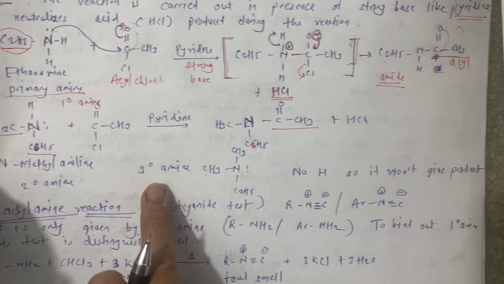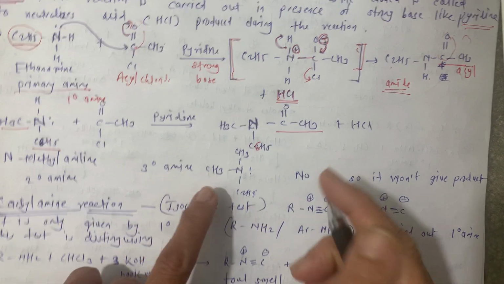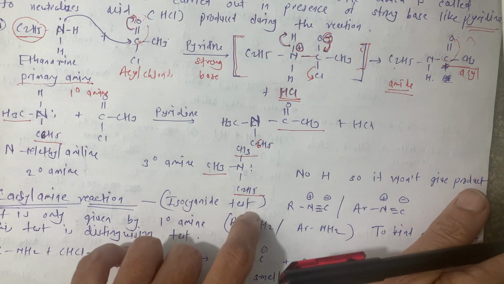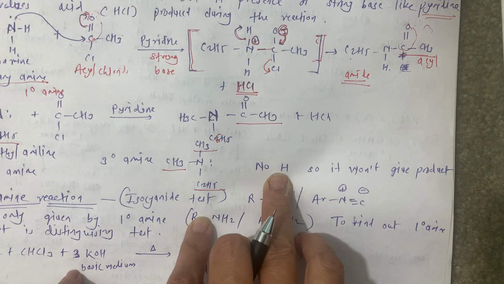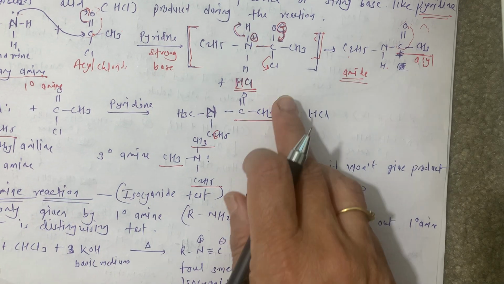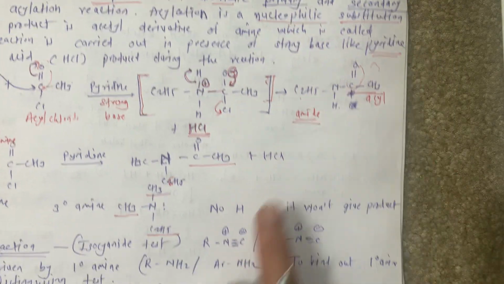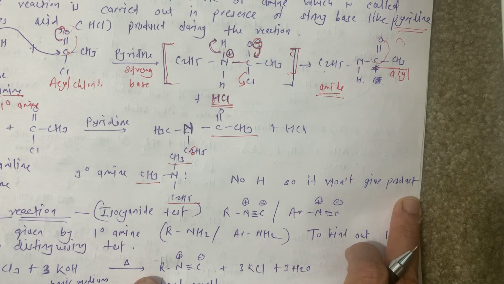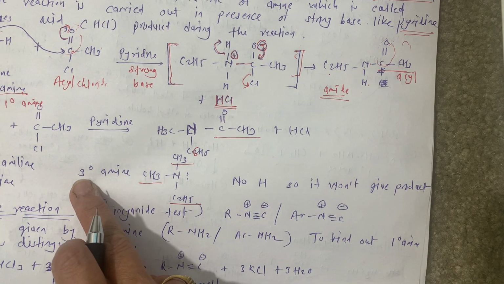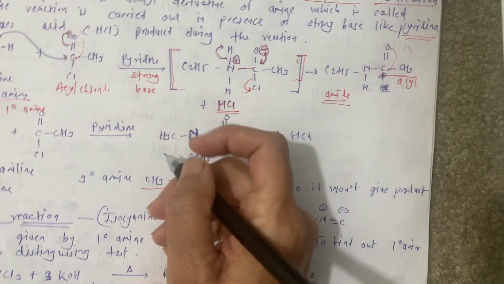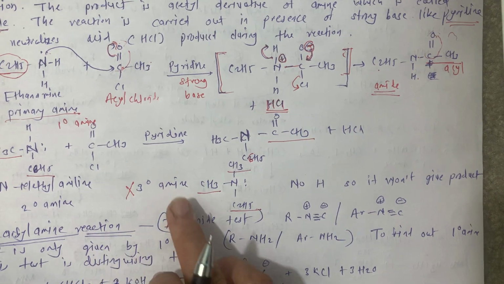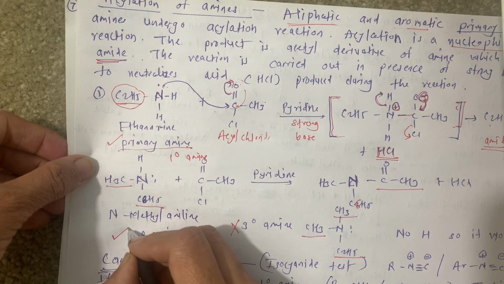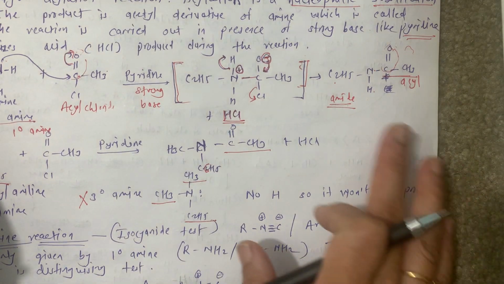But the interesting thing is the tertiary amine like this, where here is one alkyl group, here is another alkyl group, and a third alkyl group, and there is no H. So nucleophilic substitution reaction is not possible for a tertiary amine. We won't get any product when we use a tertiary amine with the acyl chloride. No reaction with tertiary amine. The reaction is with only primary and secondary amines to get amides.